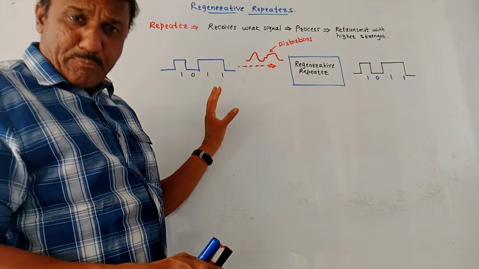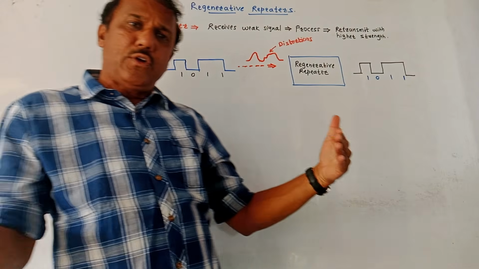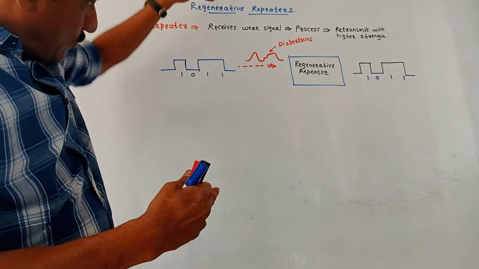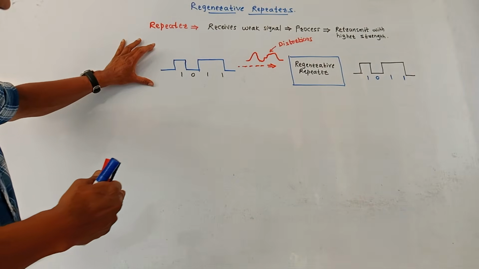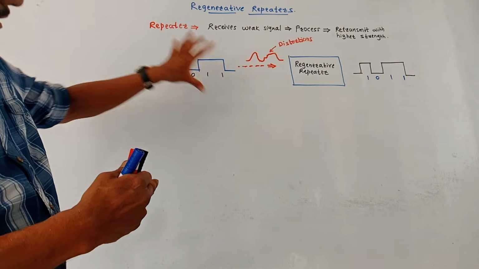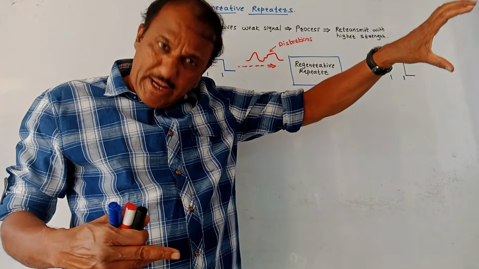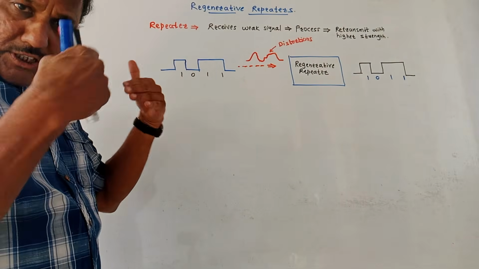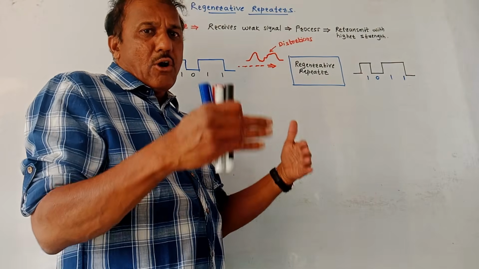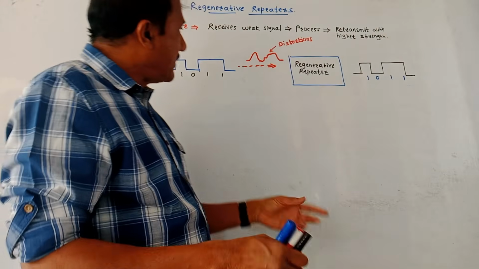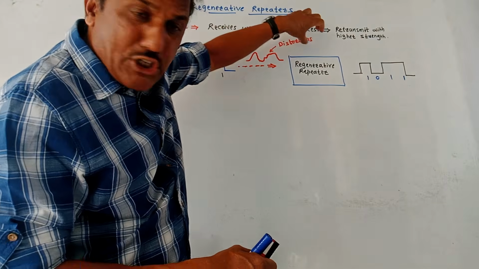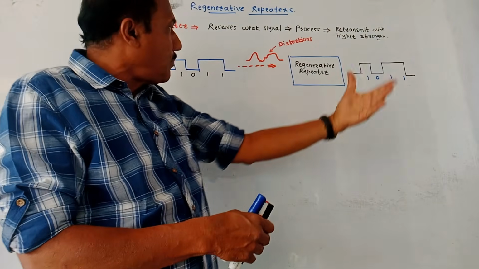Now, the basic concept of a repeater. If the question from the exam point of view is what is a repeater and what is the basic principle of a repeater, then you will have to write this answer. So I have drawn one simple signal. It is the digital signal 1011. When this signal is transmitted through any medium, the shape of the signal gets disturbed. The reasons I have already mentioned: noise, attenuation and many other factors.